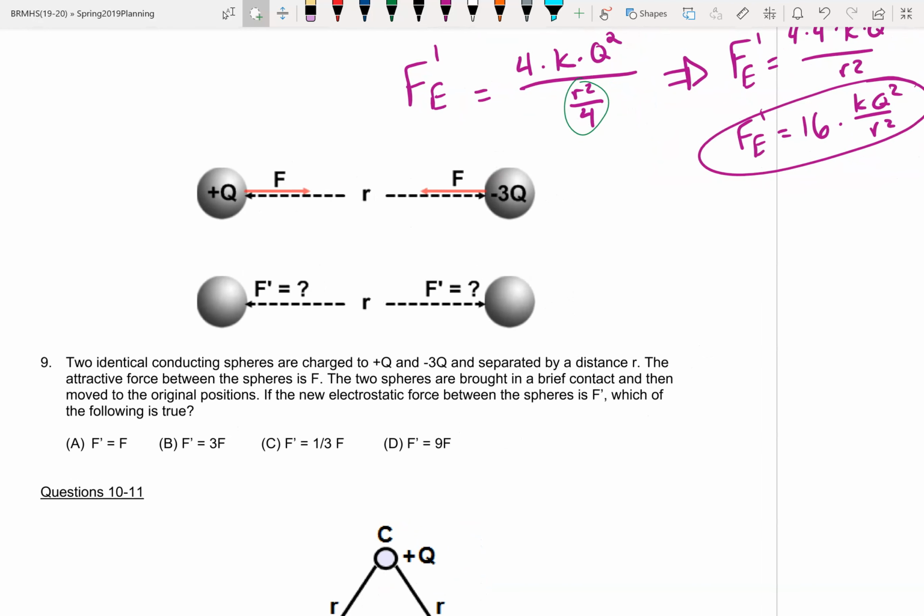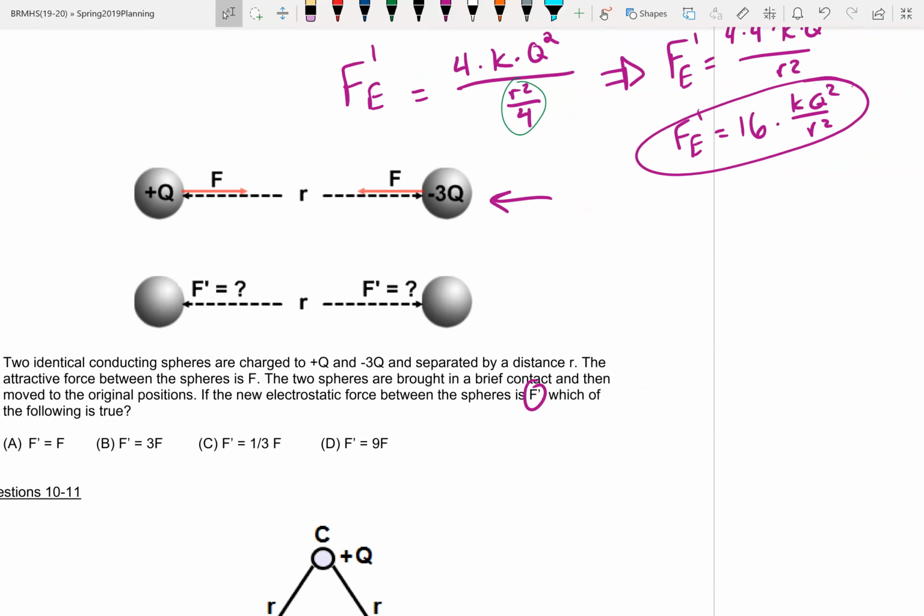Nine. Two identical conducting spheres are charged plus Q and minus 3Q and separated by distance R. That's up here in this picture. The attractive force between the spheres is F. Two spheres are brought in brief contact and then moved to the original positions. The new electrostatic force between the spheres is F prime. That's what this is. Which of the following is true?